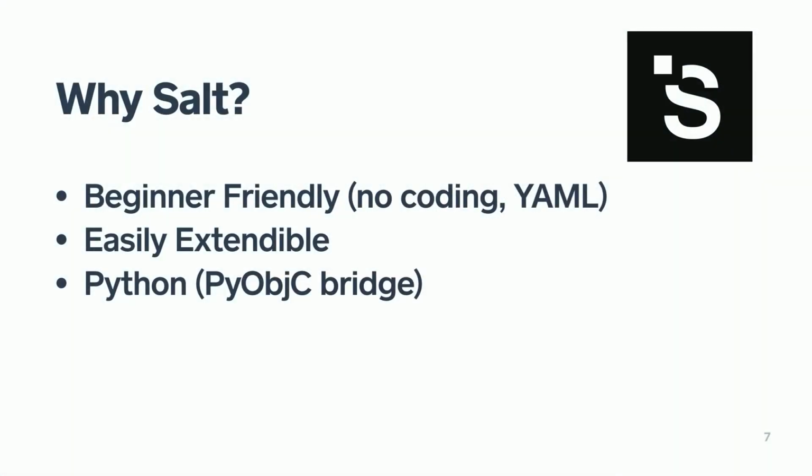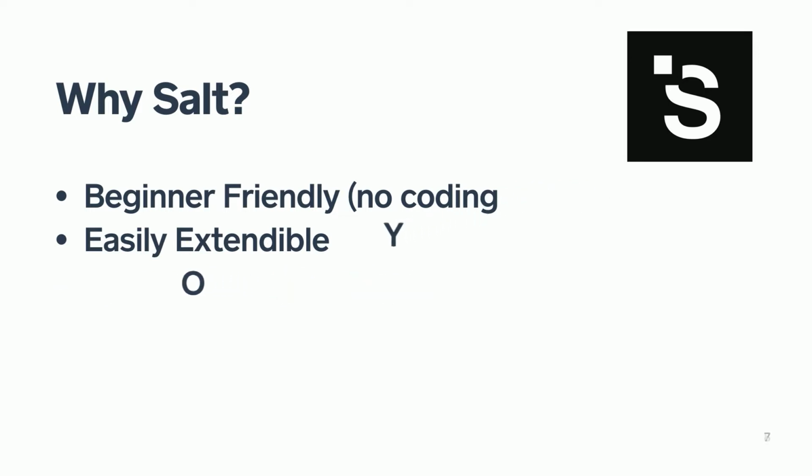And writing custom modules and stuff in Salt, super easy. And the number one thing for us was it was Python, and you can easily get to the Python Objective-C bridge, which allows you to do some fun stuff with the native APIs on Mac OS. And the biggest thing is that it is not written in Ruby.